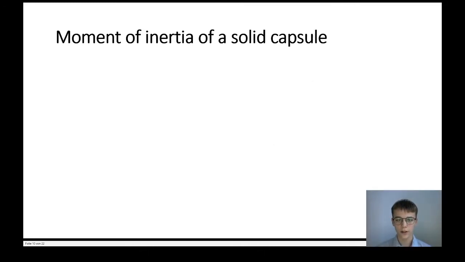Now, let's move on to the moment of inertia of a capsule. First, we'll consider the moment of inertia of a solid capsule, and then the moment of inertia of a hollow one. The total moment of inertia of a solid capsule is the sum of 2 times the moment of inertia of a shifted hemisphere plus the moment of inertia of a cylinder.